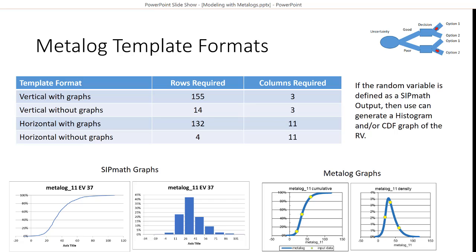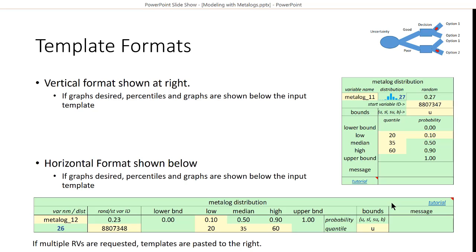However, if you do not have graphs, you can still get graphs by defining that random variable as a SIPMath output variable, and then graph it using SIPMath as a histogram or as a CDF. We can see the SIPMath graphs over here, cumulative distribution function and histogram, and compare that to the Metalog graphs of a CDF and a PDF, which is a continuous function. So what do these template formats look like?